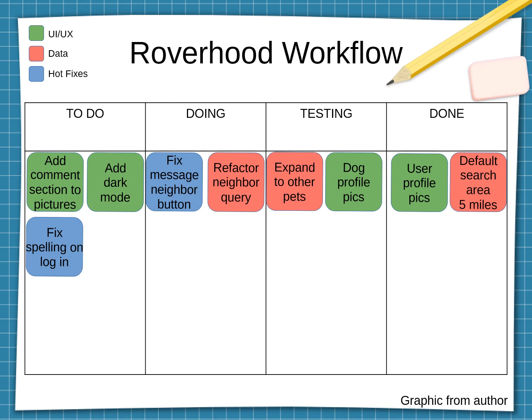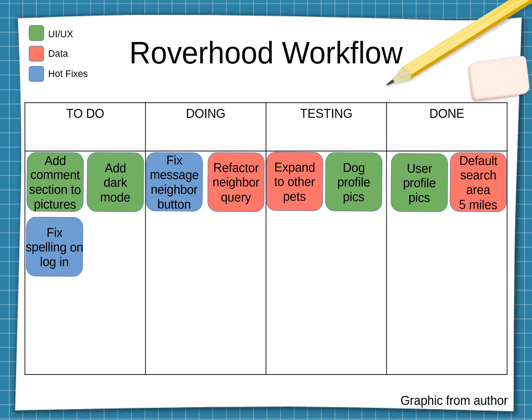As an example, let's say you have been tasked with creating an app that allows users to find friends for their dogs in their neighborhood, and it's called Roverhood. So on our Roverhood workflow, our Kanban board, we have Kanban card categories that might be green for user interface, user experience tasks, red for the data layer, anything that pertains to the back end of our app, whether it's searches for users or connecting users, and then blue for bugs or hotfixes that come up.